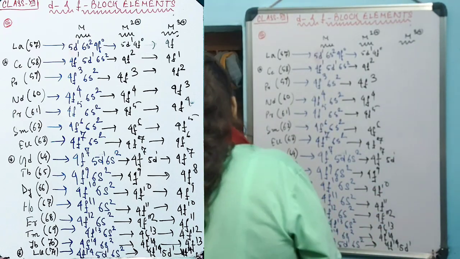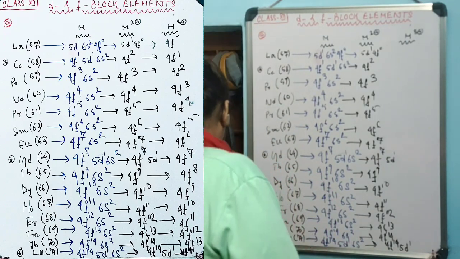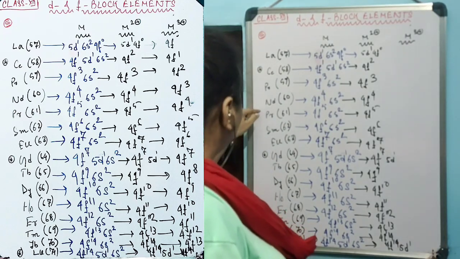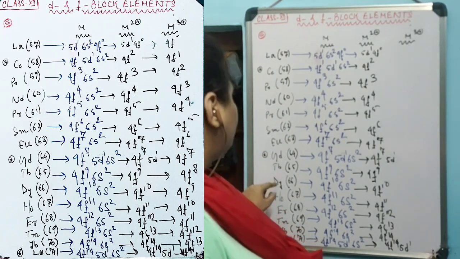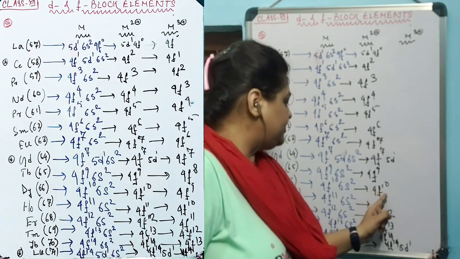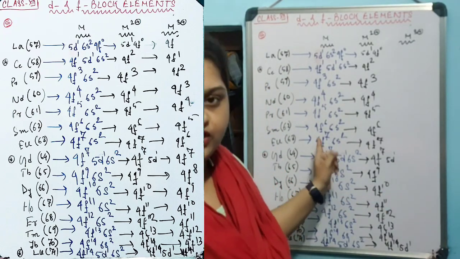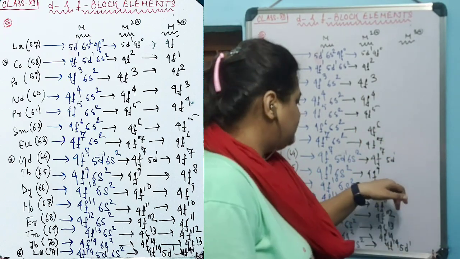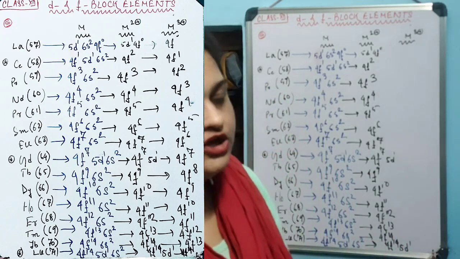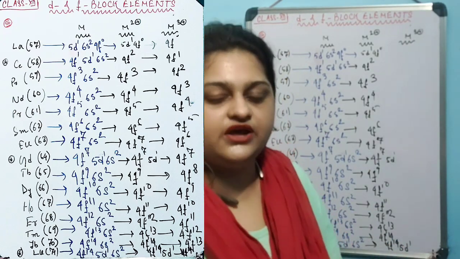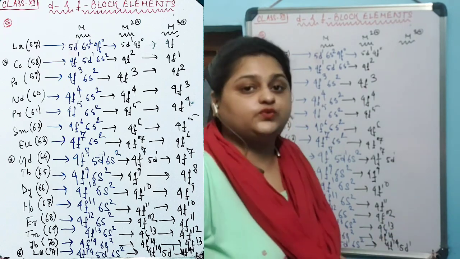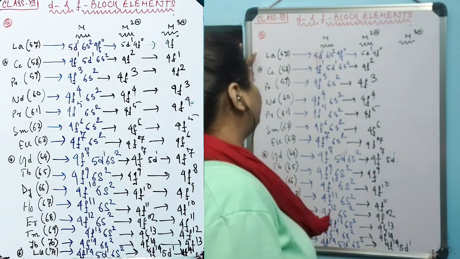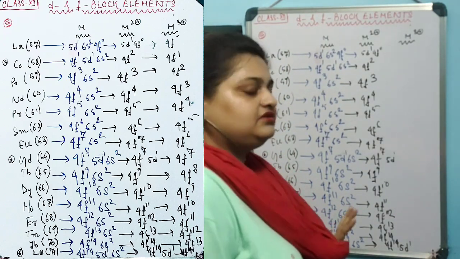Like for dysprosium, Dy, this is 1, 2, 3, 4, 5, 6, 7, 8, 9, 10. The 10th element in the series, so the electronic configuration is 4f10 6s2. In the plus 2 oxidation state, if the 2 electrons from the 6s are removed, the remaining electronic configuration is 4f10. So the configuration is in accordance with the position in the series, with a slight exception for lanthanum, cerium, gadolinium and lutetium.